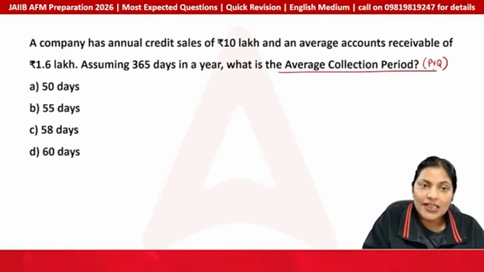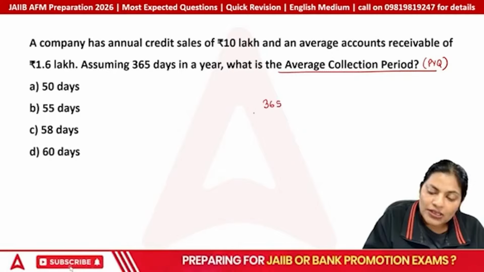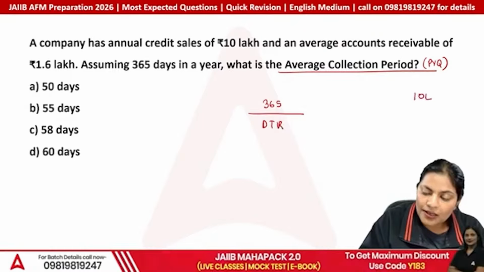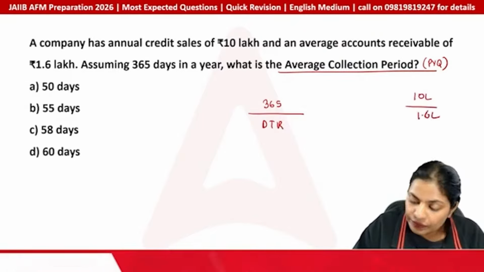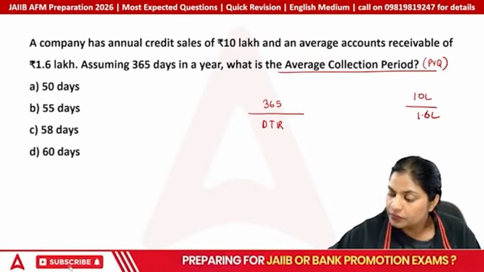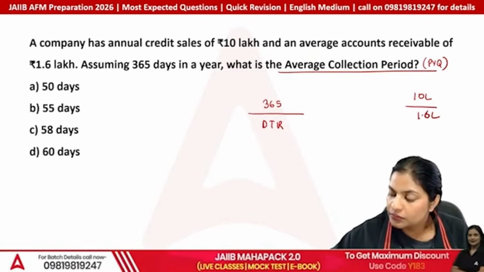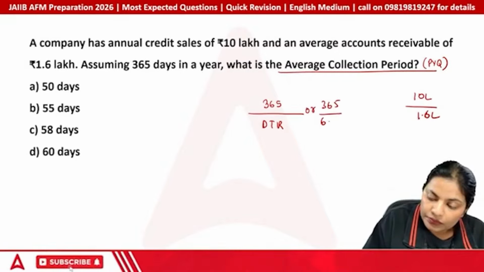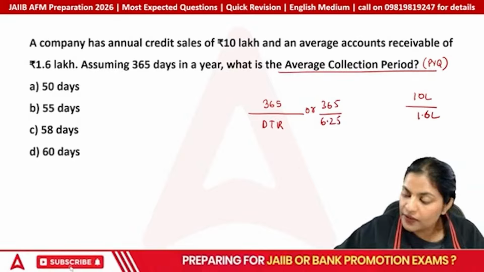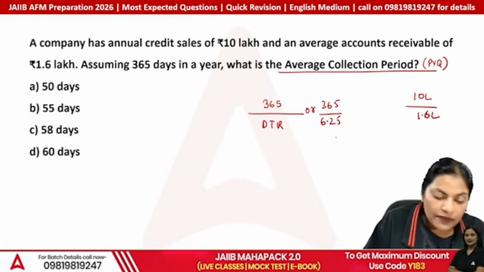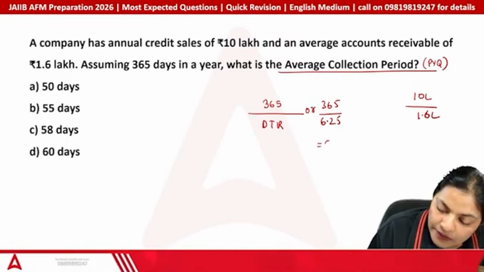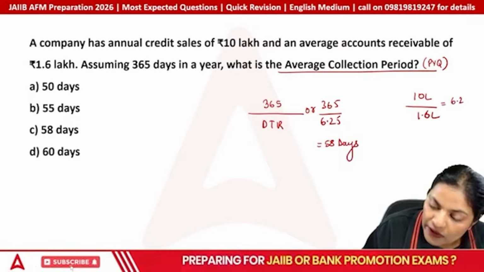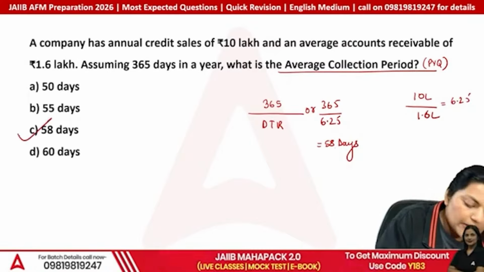Now, the difference is, here they are asked in terms of days. So, 365 upon debtors turnover ratio, that is 10 lakh upon 1.6 lakh, which is 6.25. So 365 divided by 6.25 will give us approximately 58 days. Correct? So this is 6.25 debtors turnover ratio and 58 days.